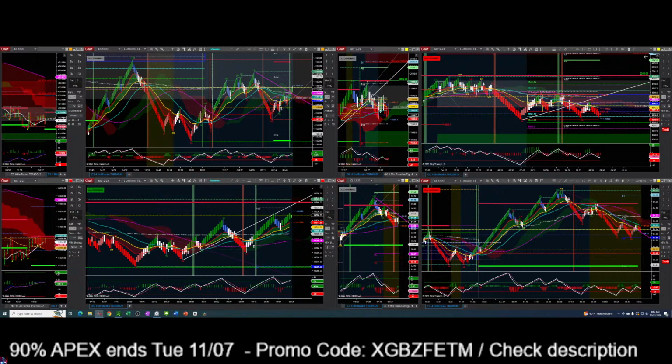Gold moving to the outside, to the downside, but it's in the range. Okay.